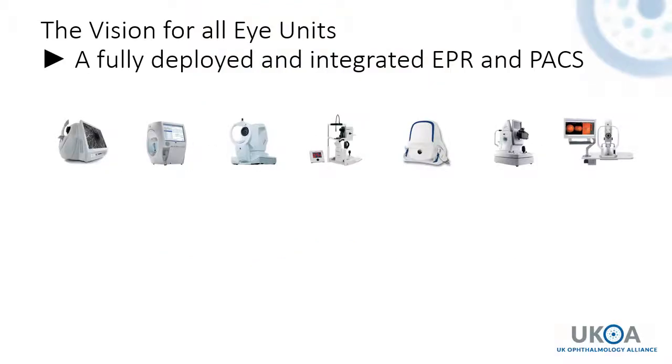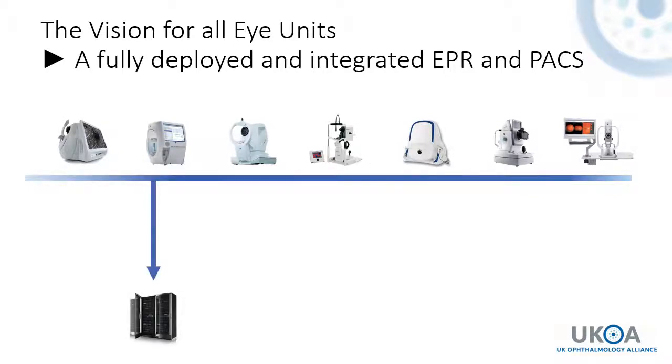I'm going to start by showing a standard that trusts can aim for, at least for the time being, in terms of their digital connectivity. So let's start with a group of imaging devices as shown, the ideal being the data from all these devices going into a single ophthalmic PACS product, demonstrated by this icon here. Now, in reality, if a unit has OCT devices by multiple manufacturers, there may need to be more than one ophthalmic PACS product present.